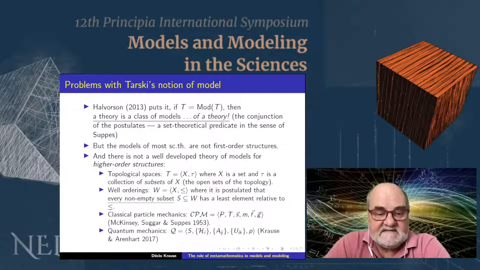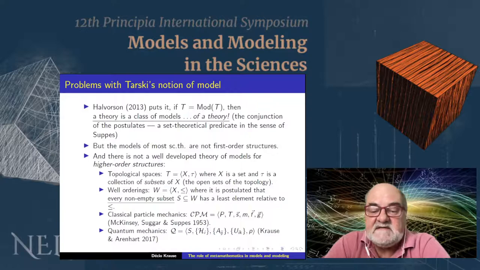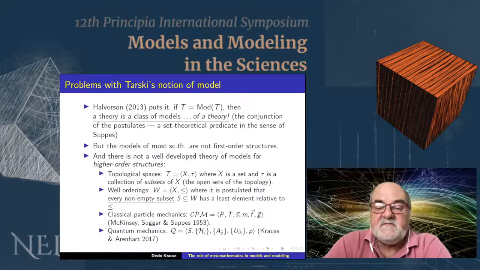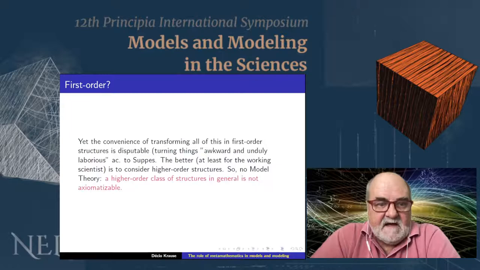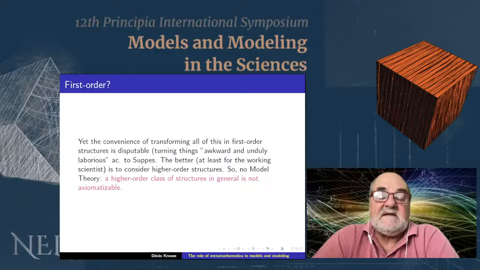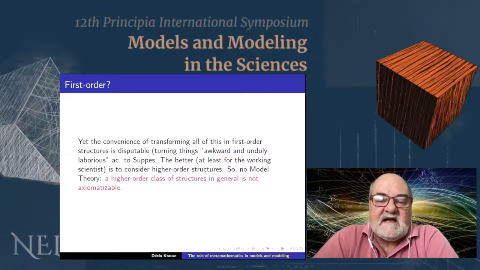Quantum mechanics also involves a set of objects we call particles, a collection of Hilbert spaces, self-adjoint operators over the Hilbert spaces, unitary operators, and a function to provide the probability. Then, of course, most structures used in scientific theories are not first-order structures. Yet the convenience of transforming all of these into first-order structures is disputable. Some say that it's possible to transform every structure of higher order into structures in first-order logic. But this is a difficult task.